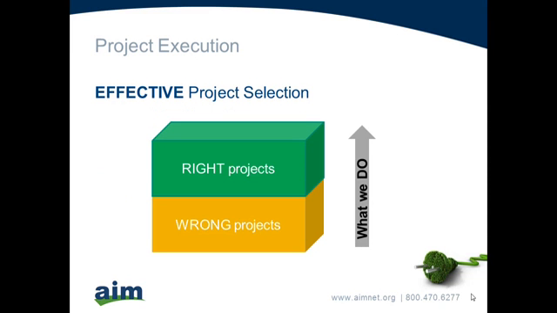So let's break it down graphically into effective project selection. All right, what we do. We can pick the wrong project, or we can pick the right project. I think we've all experienced the pain of picking the wrong project, how long it takes, how difficult it is. It's unaccomplishable. It's too expensive. There's a lot of cost overruns. There's uncontrolled variables to it. And in the end, we just picked the wrong project.